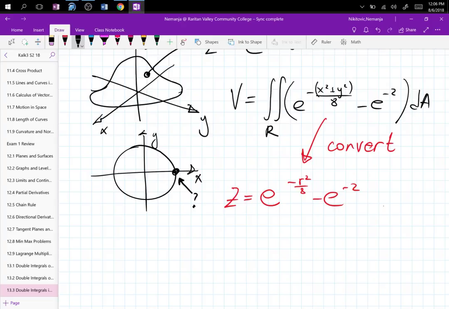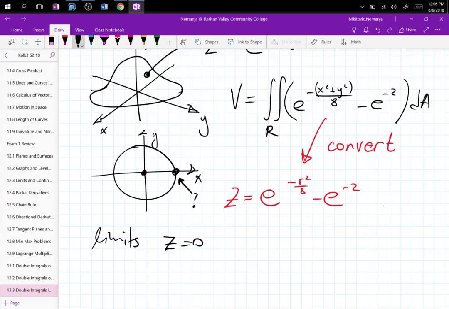So now, to get the limits, we say z equals 0 because we want to see where the object is the fattest, when it's on the floor, right? So that's why we calculate z equals 0. So we have z equals 0.